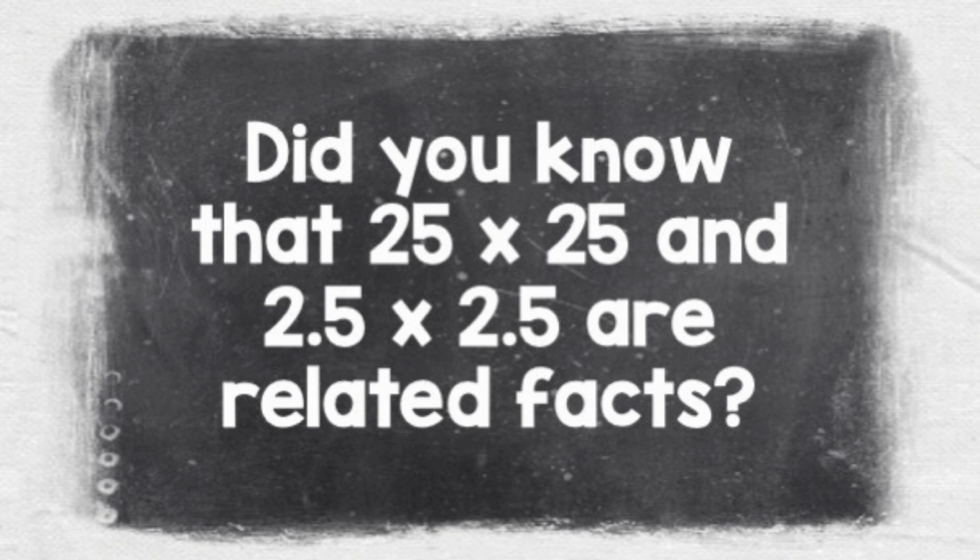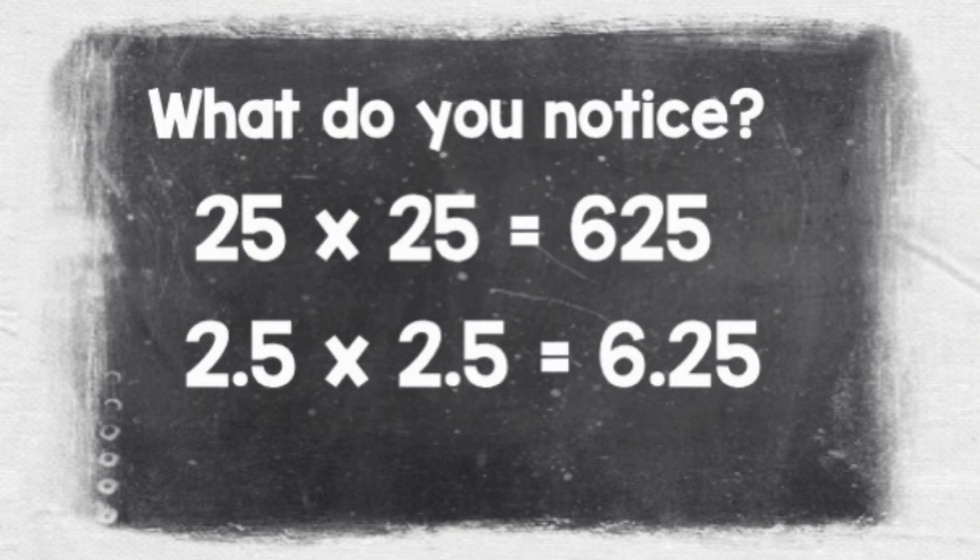Did you know that 25 times 25 and 2 5/10 times 2 5/10 are related facts? Look at these two multiplication problems and tell me what you notice. Do you see that the digits in the problem are the same and the digits in the product are also the same? I see a 2 and a 5 times a 2 and a 5 equals a 6, a 2, and a 5. The difference is the placement of the decimal.